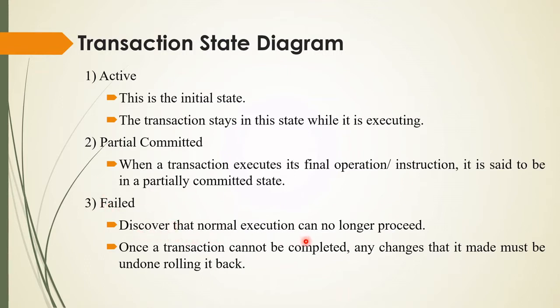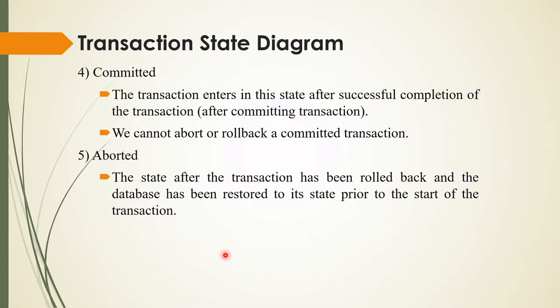Next is fail. We discover that normal execution can no longer proceed, so our transaction has failed. Once a transaction cannot be completed, any changes that were made must be undone by rolling it back. So when our transaction fails, it is rolled back to the original state and we are in the abort state. Committed: the transaction enters this state after successful completion. We cannot abort or roll back a committed transaction.